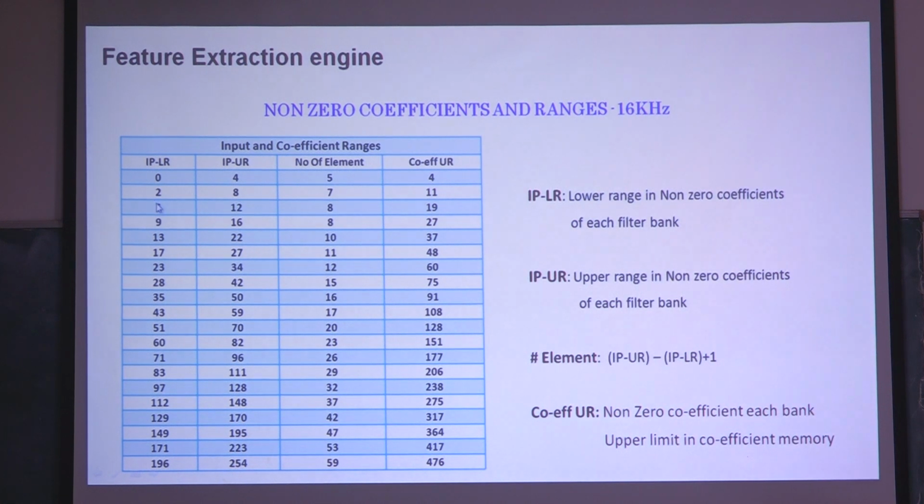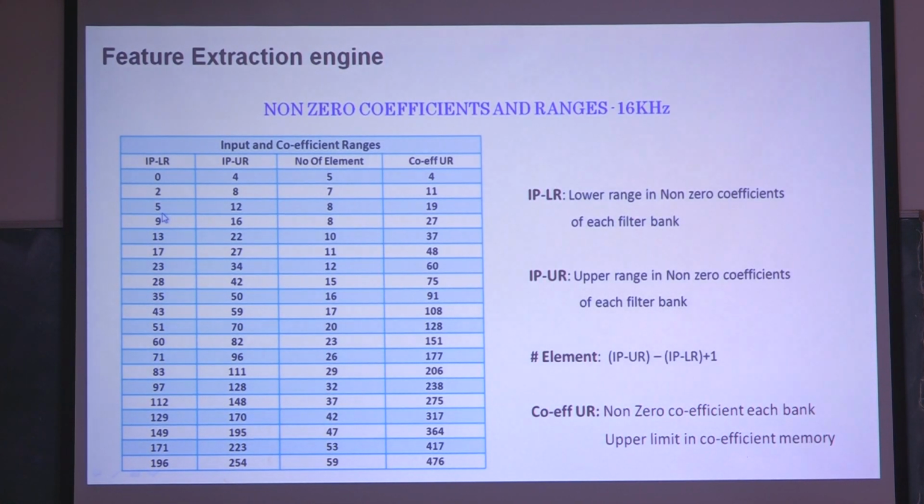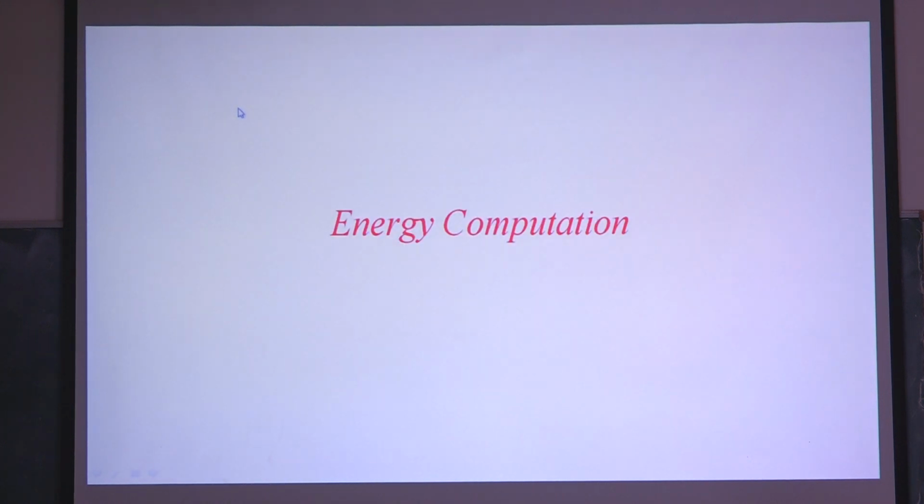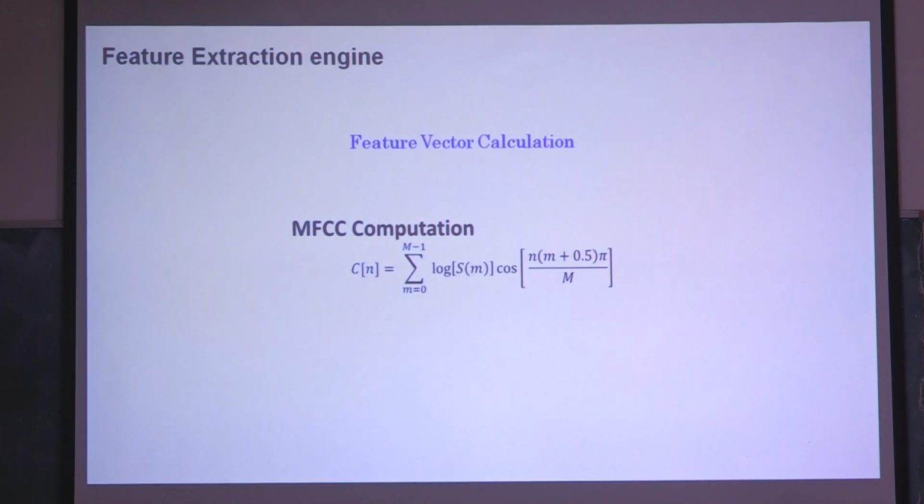0 to 128 of 8 kilohertz and 0 to 256 of 16 kilohertz. So once the energy computation is over, we need to move on to the feature vector. For computing the feature vector, we need to calculate the log of S of m. That means whatever energy value we calculated using the two MACs has to be computed with the log of x.